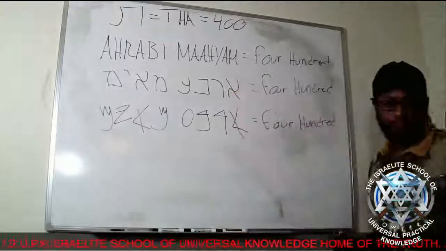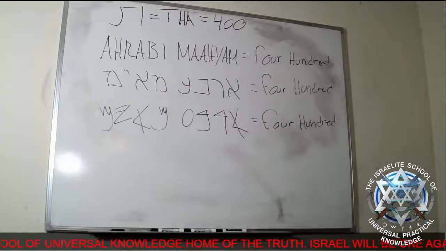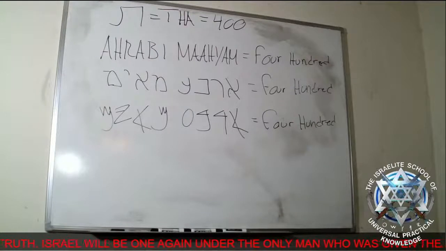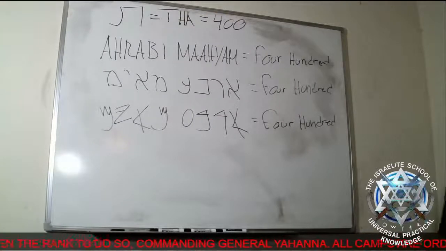All right, so what we have on the board now is 400. The letter Tha in the Hebrew has a numeric value of the number 400. You put it together, and 400 in the Hebrew is Arabai Ma'ayim. So Arabai Ma'ayim is how you would say 400.